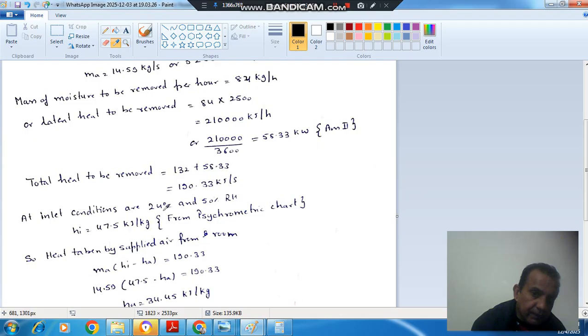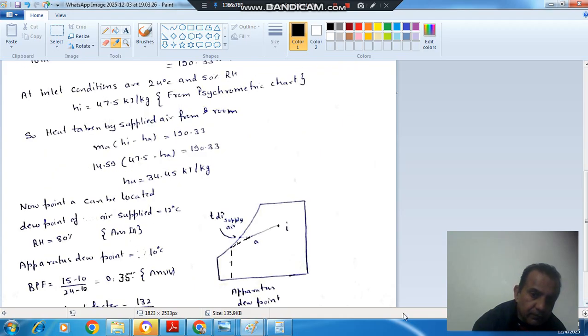And the total heat that is to be removed is 190.33, and it will be removed by the air supplied. So the final enthalpy of the air will be 47.5, and initially the air is supplied at an enthalpy of HA. So we can determine this HA because we have Ma, we have HI, we have this total heat to be removed. So HA comes out as 34.45 kilojoules per kilogram.